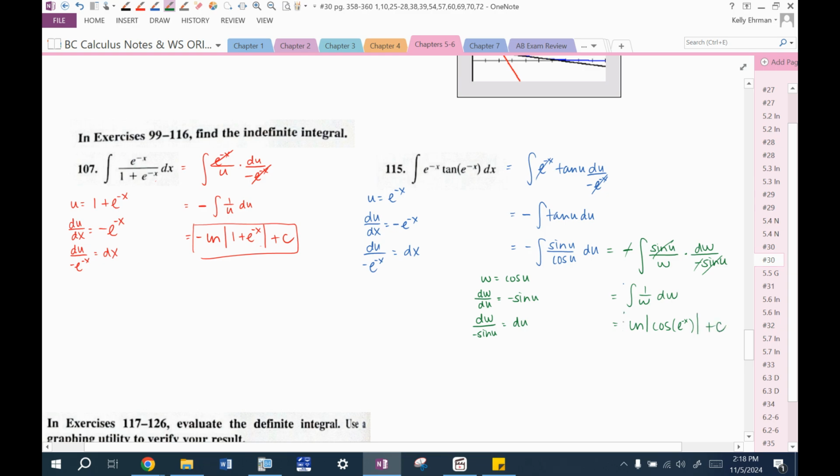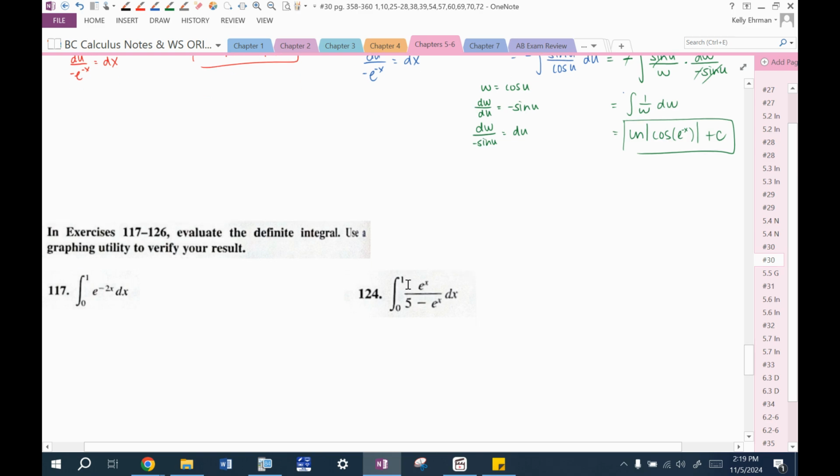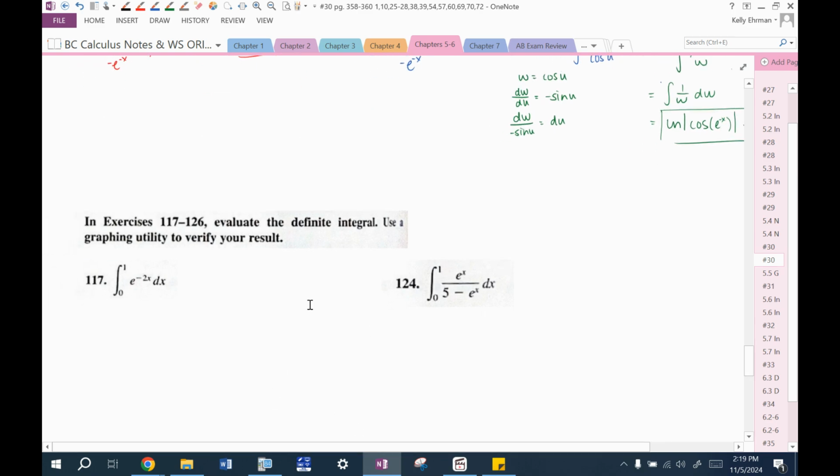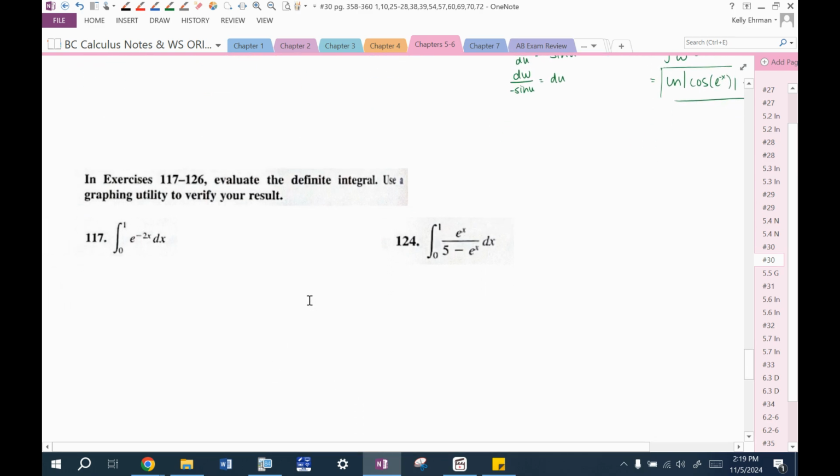Plus c. But again, in our notes, we did say the integral of tangent u is negative natural log of cosine u plus c. So if you memorize that, then you can get right down to it. You don't have to show all this work. All right. Last couple problems. Evaluate and then use a graphing utility to verify your result.